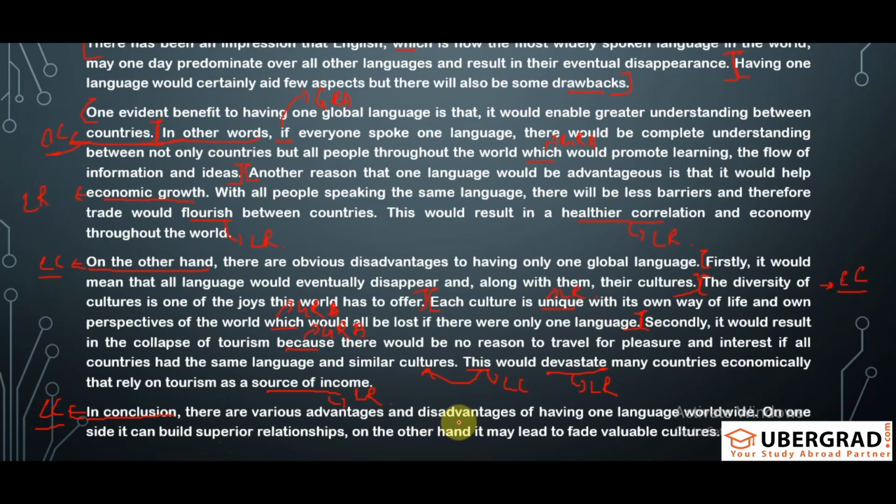There are various advantages and disadvantages of having one language worldwide. On one side, it can build superior relationships. So what did we learn? You have to paraphrase or summarize one advantage and one disadvantage. So this is one of the advantages: superior relationships, greater understanding between countries has been paraphrased over here as superior relationships, right? On the other hand, it may lead to fade valuable cultures, which is the first disadvantage. So very well followed the structure.